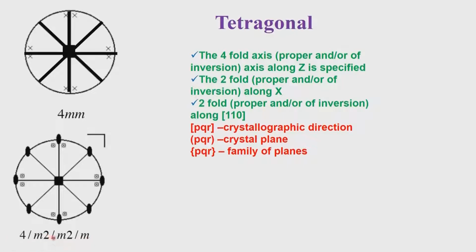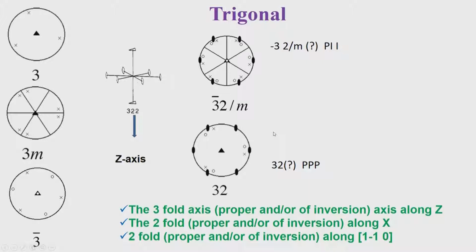So, for this, 4/m 2/m 2/m means that there is a 4/m symmetry associated with the z direction, and then a 2/m symmetry associated with the x direction, and a 2/m symmetry associated with the direction 1 1 0. So, this is how a tetragonal point group representation comes up. Having seen this, let us go further into the trigonal system.